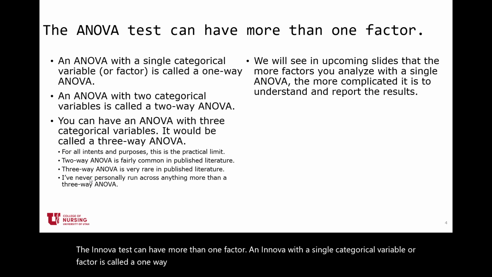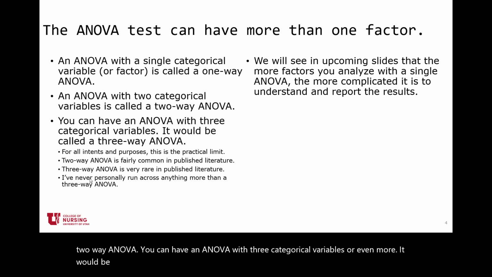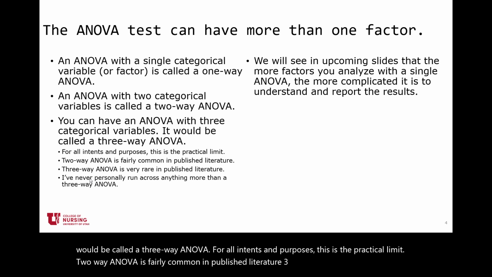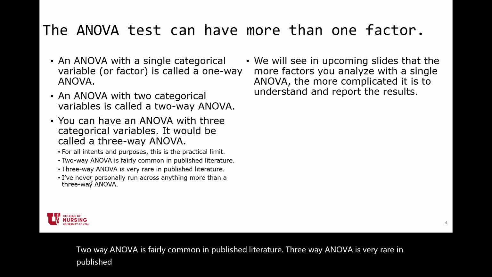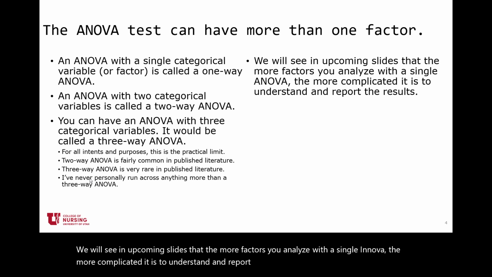An ANOVA with two categorical variables is called a two-way ANOVA. You can have an ANOVA with three categorical variables, or even more. It would be called a three-way ANOVA. For all intents and purposes, this is the practical limit. Two-way ANOVA is fairly common in published literature. Three-way ANOVA is very rare in published literature. I've never personally run across anything more than a three-way ANOVA that's been published. We will see in upcoming slides that the more factors you analyze with a single ANOVA, the more complicated it is to understand and report the results.